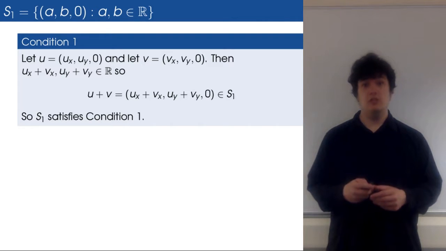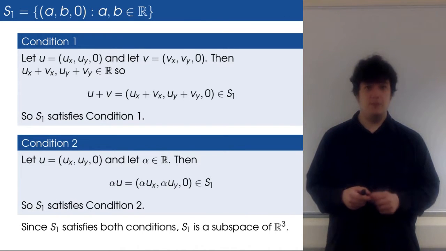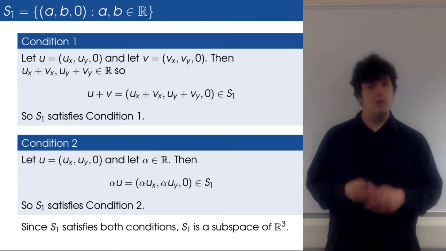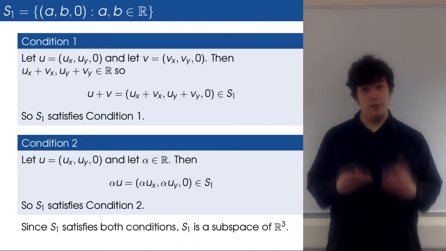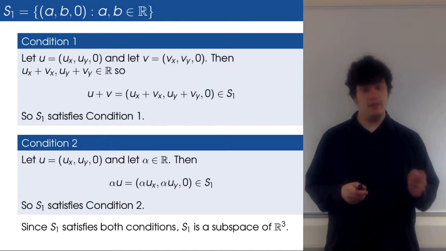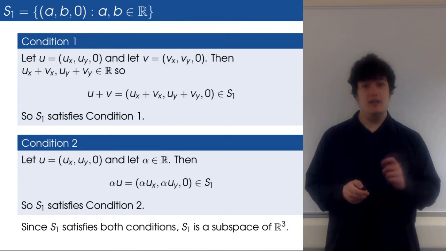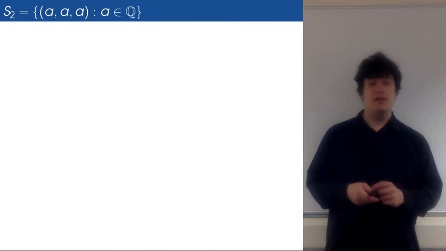Now let's look at condition 2. Again, a direct proof. We take an arbitrary element of S1, an arbitrary real number, which is our field element in this case, multiply them together, a bit of calculation, and we end up with something still in S1. Because S1 satisfies both conditions, it's a subspace of R3. Let's look at a second example.